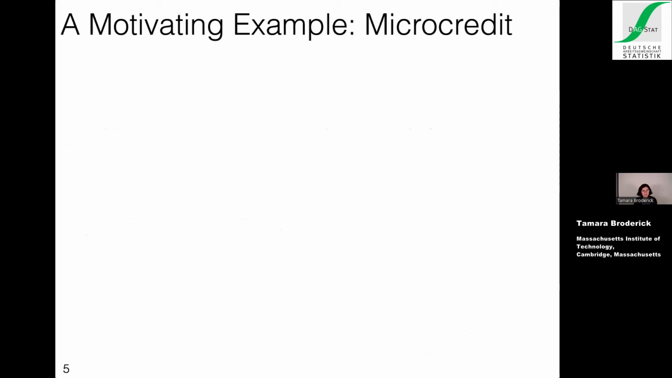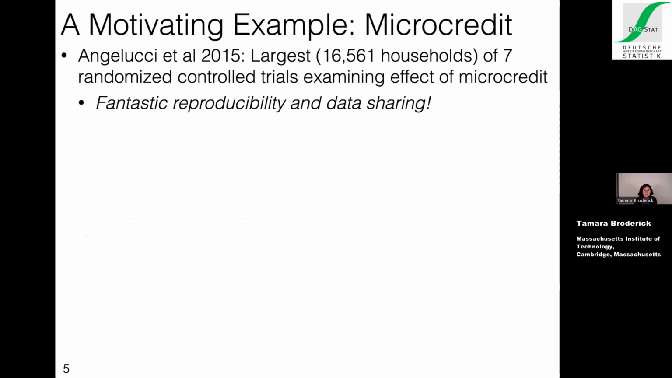So we provide an approximation, but before I get into the details of that approximation, I'd like to show you it actually working in practice. So let's look at an actual microcredit study. Angelucci et al. 2015 was the largest of 7 very famous randomized controlled trials in economics that all examined the effect of microcredit. There were over 16,500 households in this study. I cannot emphasize enough the fantastic reproducibility and data sharing of this paper in particular and economics in general. It's really amazing.